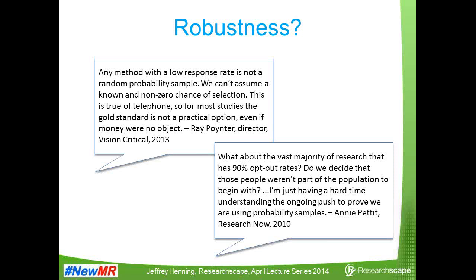And so Ray has pointed out, and Andy Pettit has pointed out, that with response rates that low, the external selection item is kind of going away. If we can't actually get them to take it, and one out of 10 have taken it, is it truly behaving like a probability panel anymore? And he asked, do we decide that all those people who opted out weren't part of the population to begin with? And so there's been this concern that probability sampling doesn't work anyway because response rates are so low.